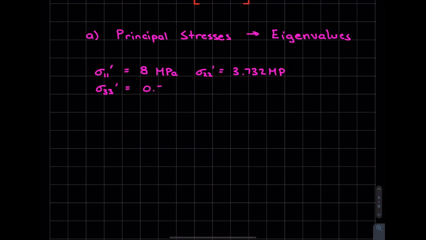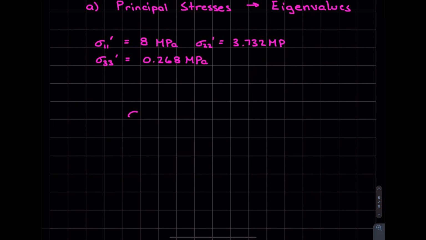MPa. So the trick to part A is just realizing that those principal stresses are the eigenvalues. That's it. And what we can do down here, because it's going to play a major role moving forward, is say that there's a coordinate system that features a diagonal matrix, sigma prime, in which the diagonal entries are our eigenvalues. So we're going to say that this is equal to 8, this is equal to 3.732, and then the final one is 0.268.